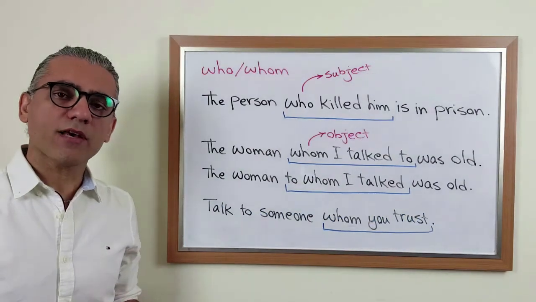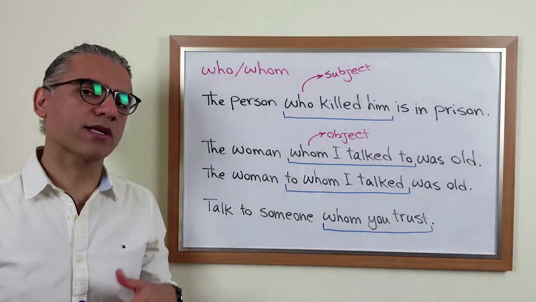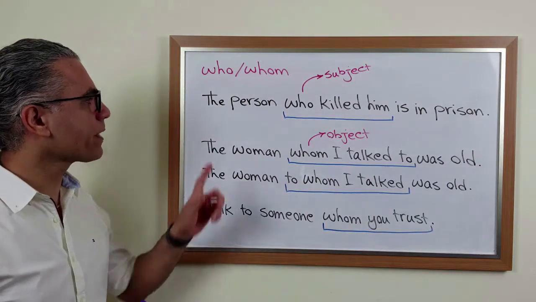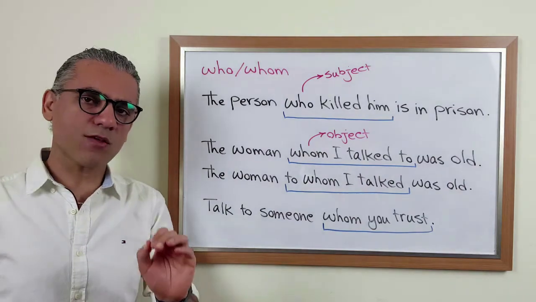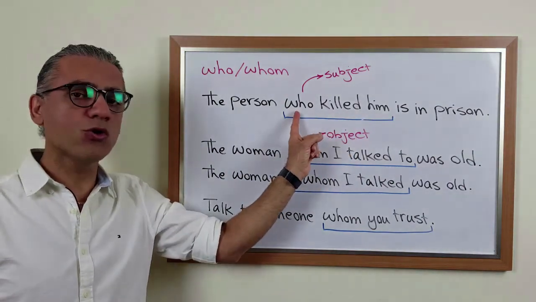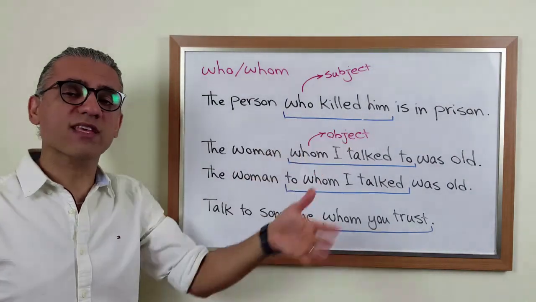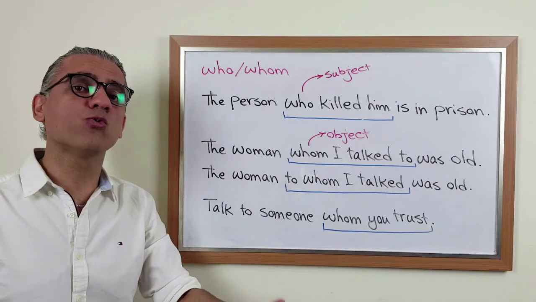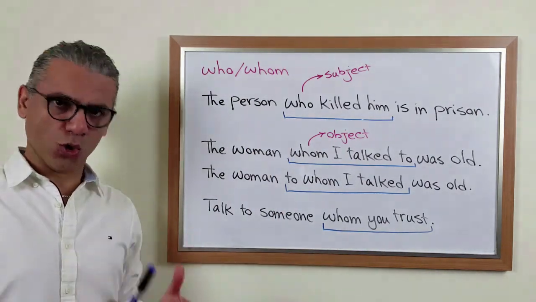Okay, first let's talk about who and whom. Let's see some examples and I'll explain on the examples. The person who killed him is in prison. As we have already discussed, this is your relative clause and who is your relative pronoun. But who in this clause is the subject, the doer of the action. That is the difference between who and whom.